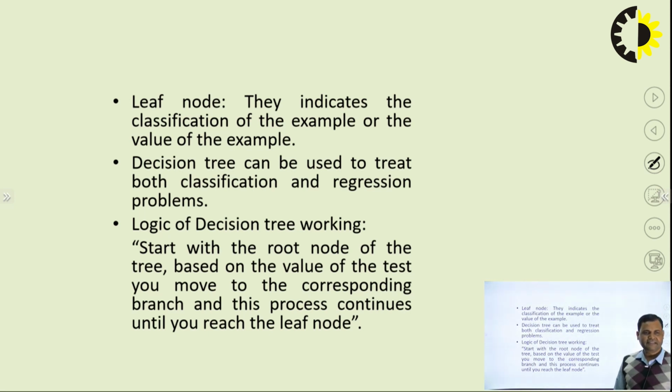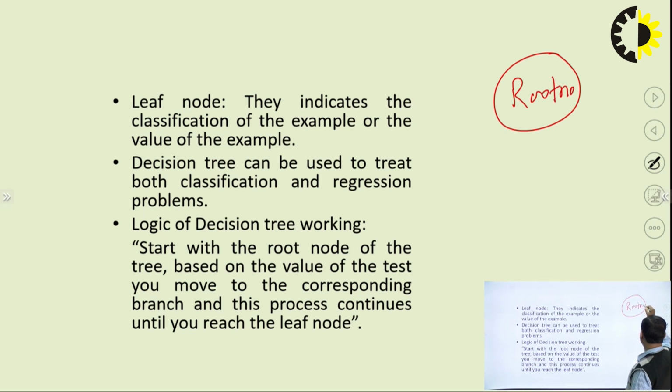A decision tree starts with the root node of the tree. Based on the value of the test, you move to the corresponding branch, and this process continues until you reach the leaf node. So in the case of the decision tree, first of all we start from the root node. The very first node is the root node, on which a decision or test will be performed.